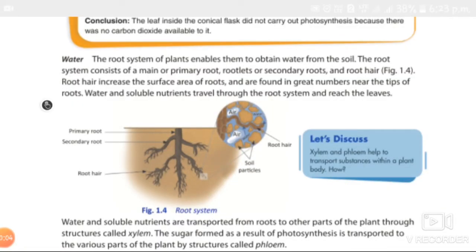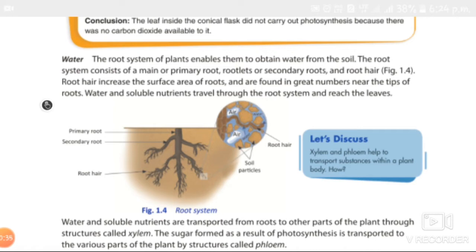Through the xylem tubes, the roots absorb the water and pass it to all the other parts of the plant. And the phloem tubes transport the food to various parts of the plant. So here we studied about xylem and phloem also. Next we studied heterotrophic nutrition.